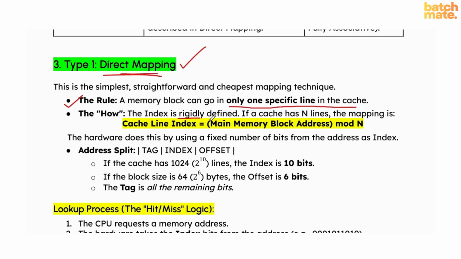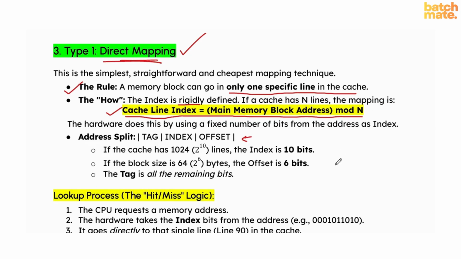But how does the hardware know which seat to assign? It uses simple modular arithmetic. The formula is: cache line index is equal to block address modulo total cache lines. Now, let's look at the address split. This is crucial. Because the destination is fixed, we use a specific chunk of the address called the index to point us directly to the line. If your cache has 1024 lines, because 2 to the power 10 is equal to 1024, the hardware grabs 10 bits from the address and, for example, says, go to line 5. It's instant. There is no searching. It's like a GPS coordinate.